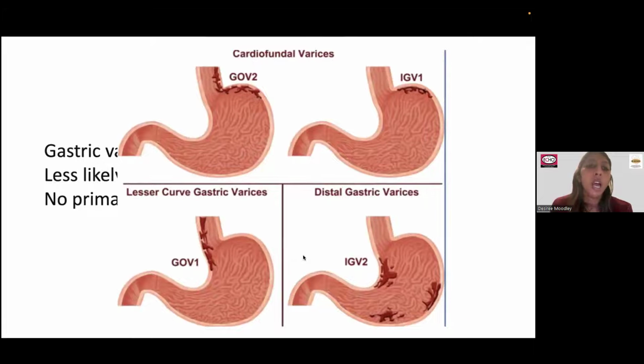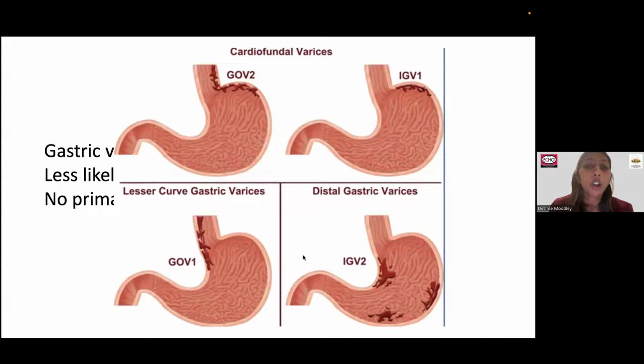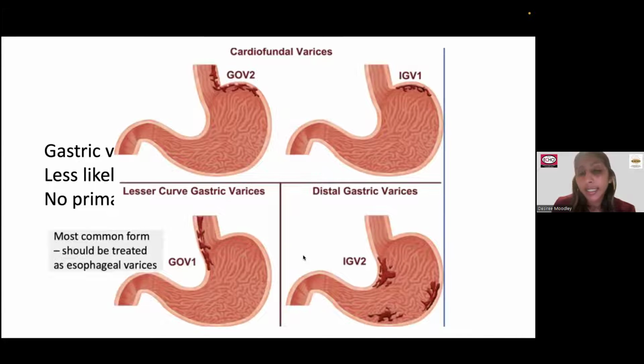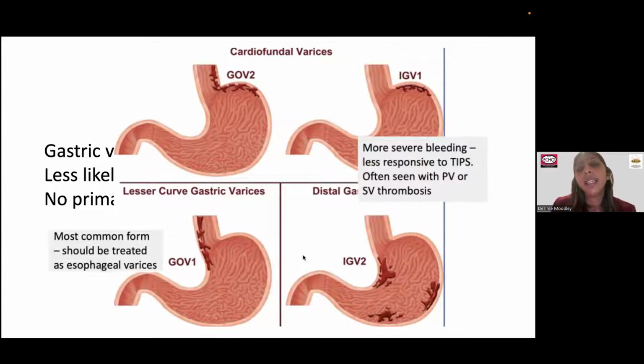So your GOV1 involves just your cardia and lesser curvature, your GOV2 involves your fundus, then your IGV1 involves just the fundus and not your OGJ, and your IGV2 is anywhere else distal from the fundus. The most common is going to be your GOV1, and that we treat as esophageal varices. The most severe bleeding is seen in IGV1, and it's often seen with portal vein and splenic vein thrombosis.